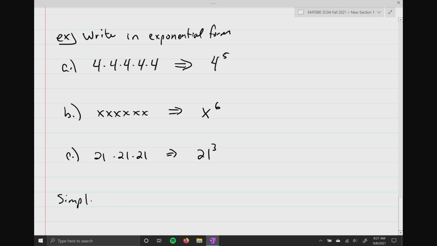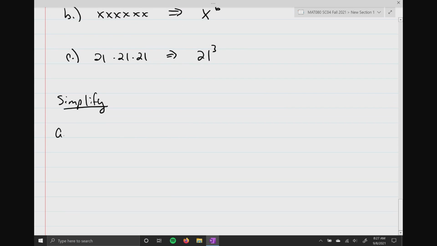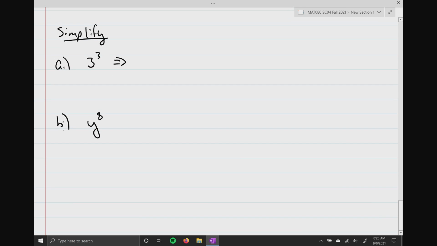Now, the opposite way would be if I just read the directions, simplify, and I wrote something like this. Uh-oh. C. We'll do 2 to the 5th. So now what we're doing is we're taking exponential form, and then we're converting it into the actual simplification of whatever it is. So, for example, the first one is 3 times 3 times 3.